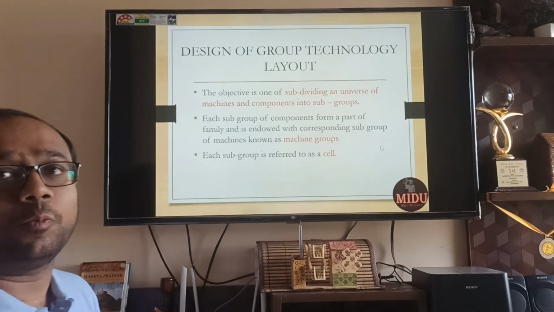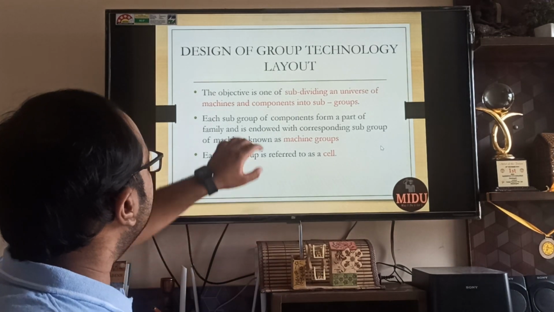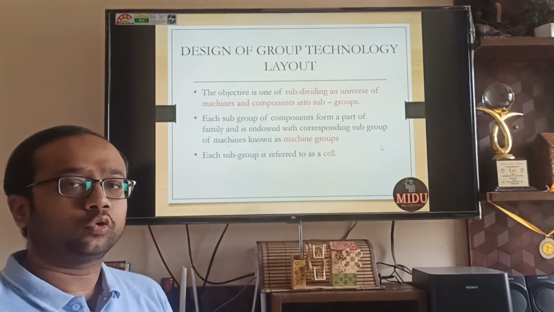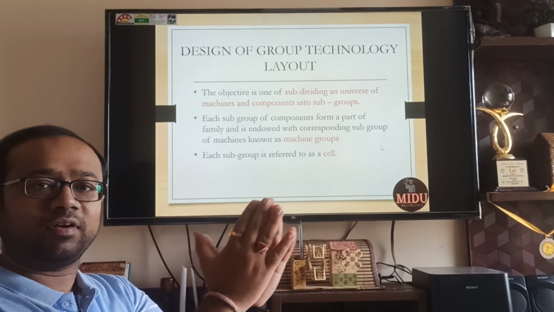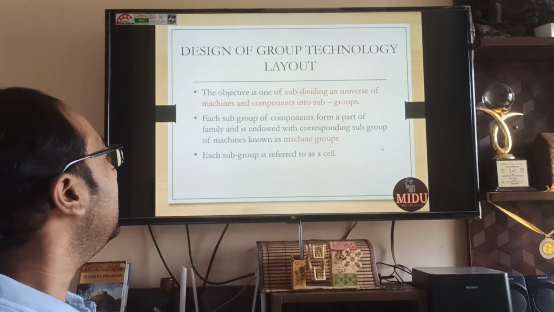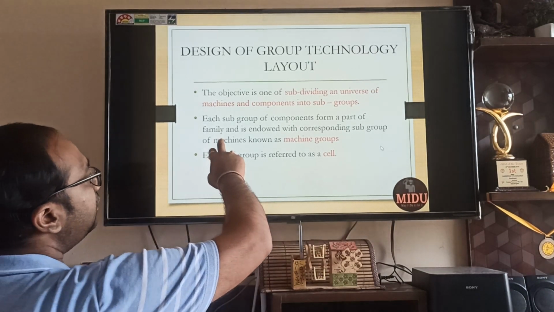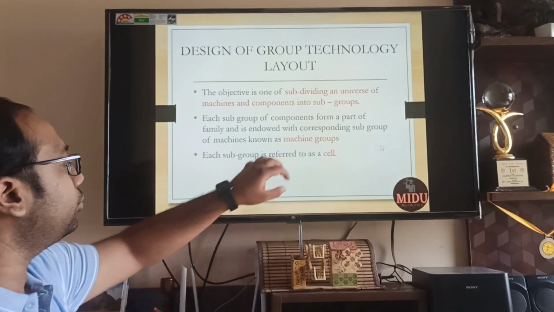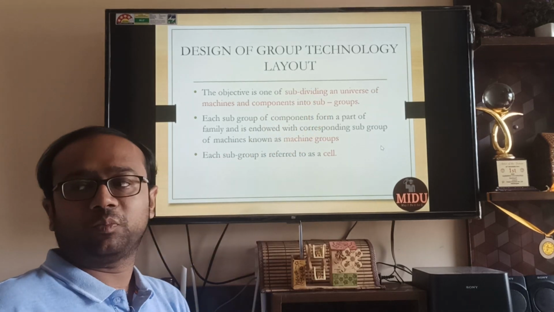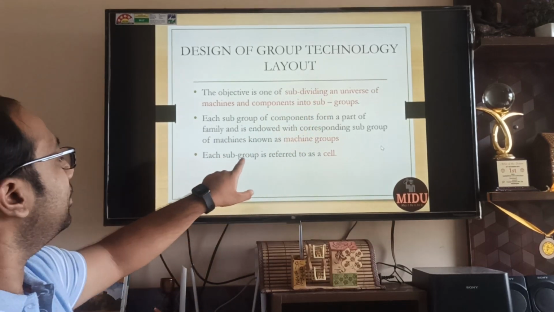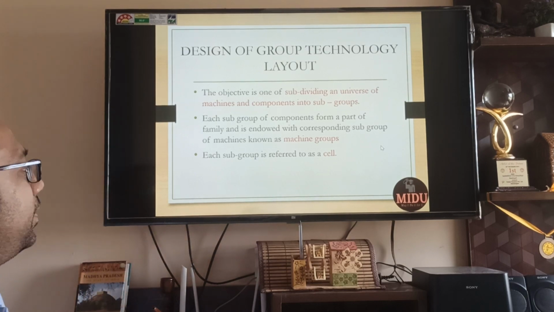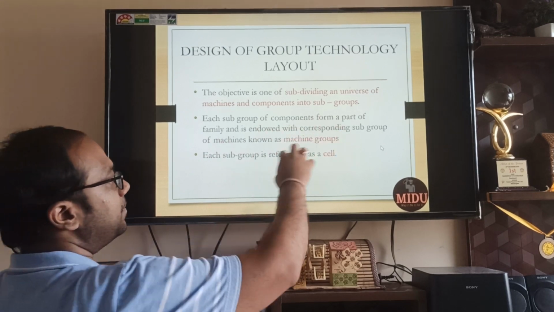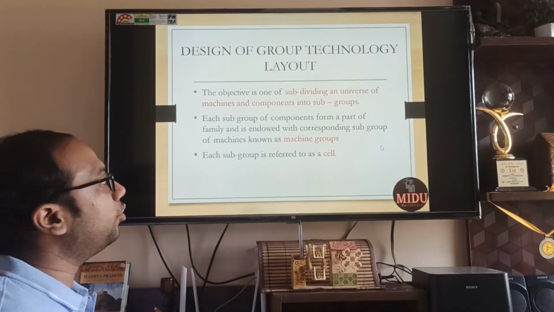Now second is group technology layout. In group technology layout, what you do is subdivide a universe of machines and components into subgroups. You club relevant activities and make subgroups out of them. That is this particular technology. Each subgroup of components forms a part family and is endowed with a corresponding subgroup of machines known as machine groups. Different machine groups are also there. Each subgroup is referred to as a cell. So different cells make up your entire unit, and that is group technology layout.